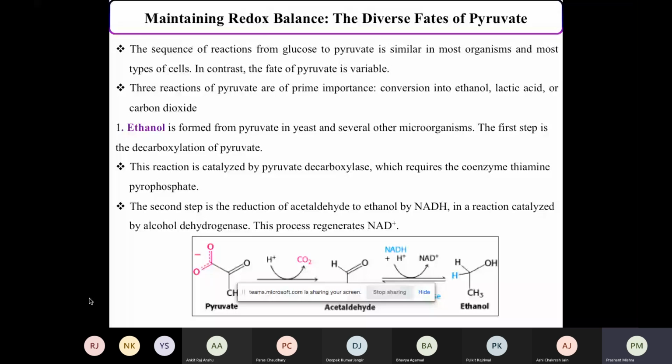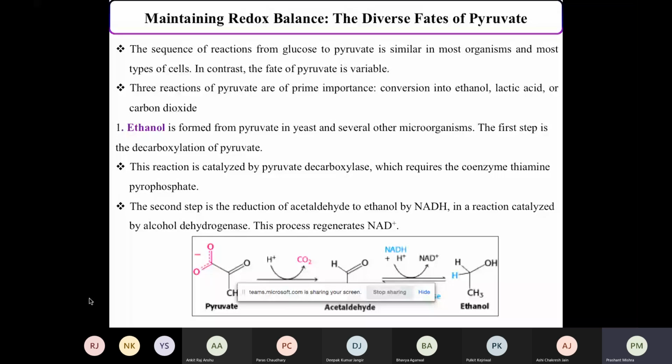When glucose forms pyruvate, the pyruvate does not exist as such in the cell. Because if you keep on increasing the pyruvate, the acidity will keep on increasing, and that is not good for the health of the cell. So pyruvate, when it is formed, is converted into different forms. There are two purposes for this. Number one, it should regenerate the redox potential. That's very important. Otherwise, the further reactions, glycolysis itself, will stop.